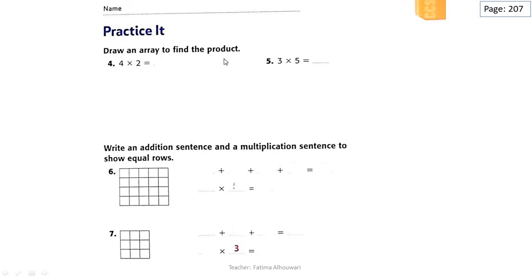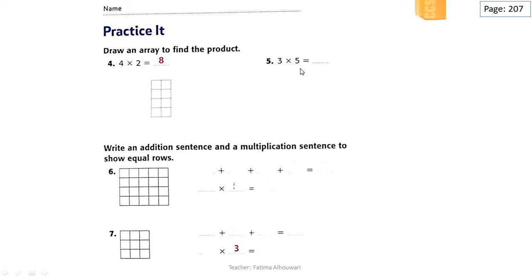Draw an array to find the product. 4 multiplies 2. So we will draw an array of 4 rows with 2 tiles. And the total is 2, 4, 6, and 8. So the total is 8. Let's see question number 5.